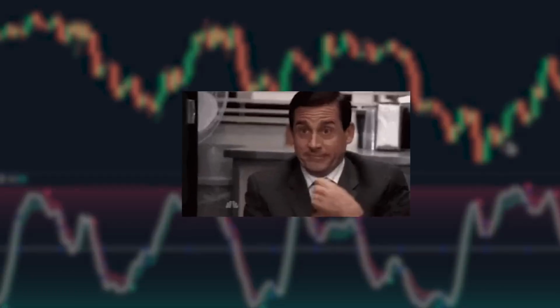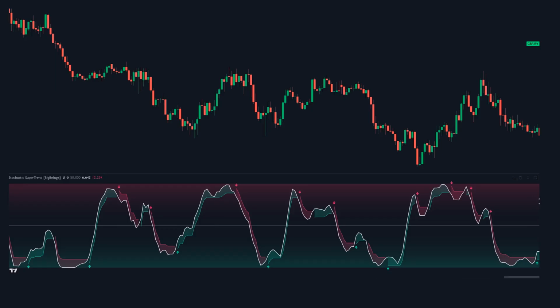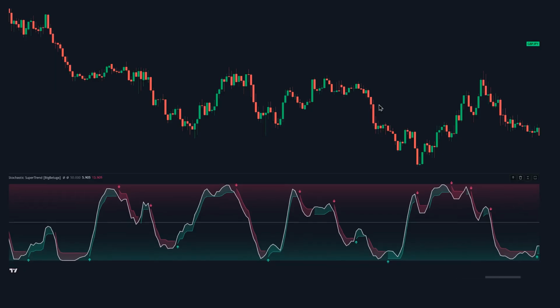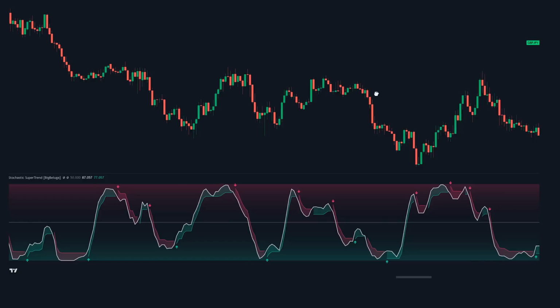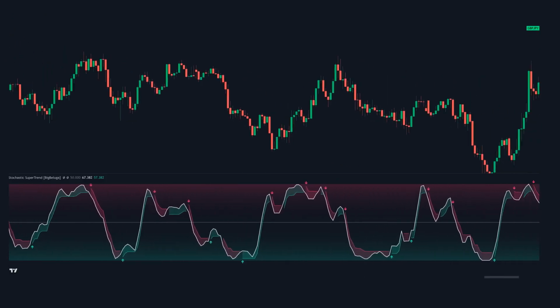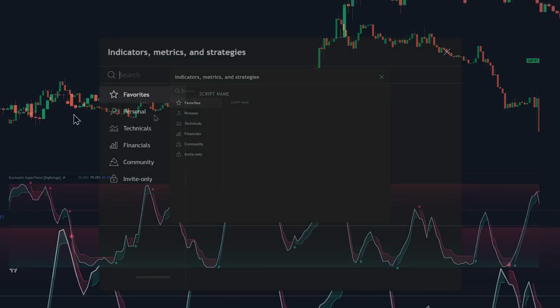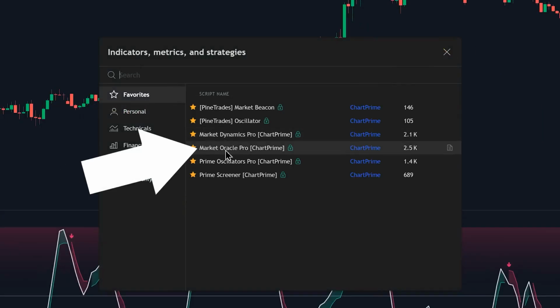Now, for how we can use this to trade. Obviously, with a tool like this, you can't just use it alone. A better way to use it is to create a full strategy, which is what we're going to do now. First, we're going to add a second indicator known as the Market Oracle Pro by ChartPrime.